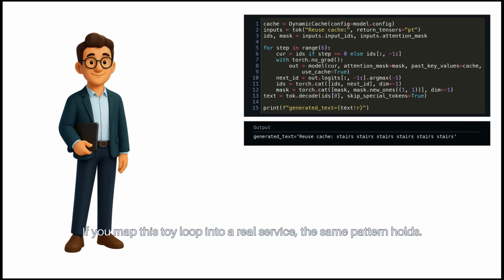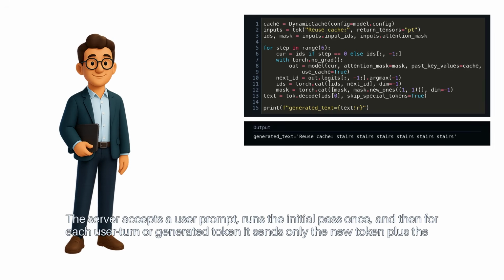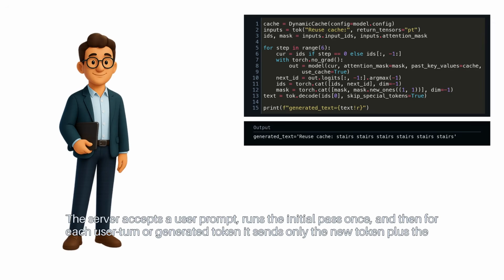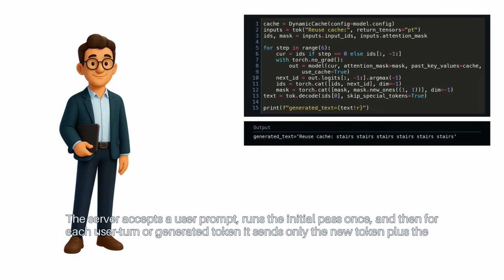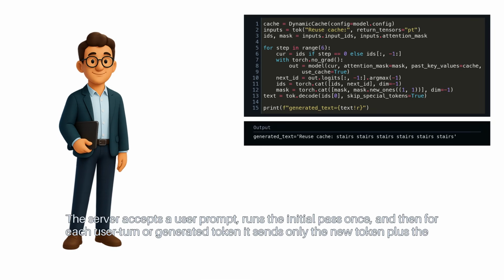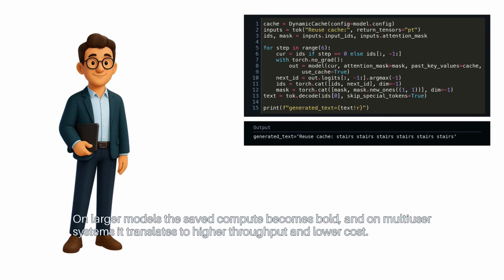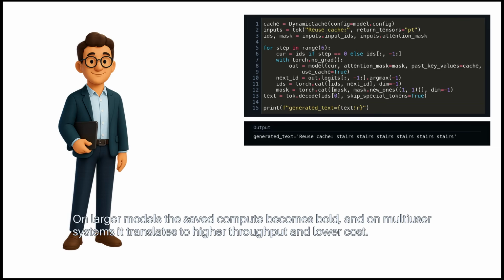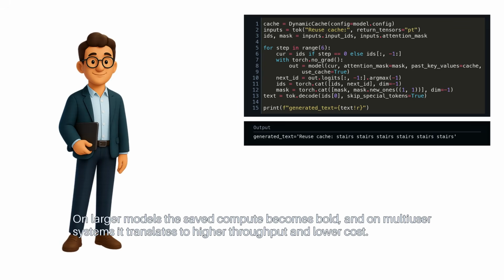If you map this toy loop into a real service, the same pattern holds. The server accepts a user prompt, runs the initial pass once, and then for each user turn or generated token, it sends only the new token plus the stored past key values. On larger models, the saved compute becomes bigger, and on multi-user systems, it translates to higher throughput and lower cost.